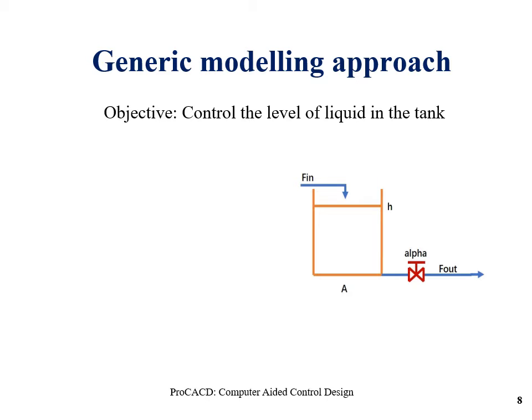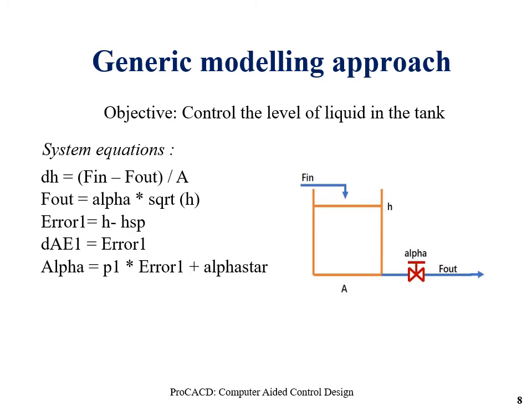Okay, and now the system equations are as follows. As you can see, the height of the liquid in the tank varies with time, and it's a function of both the flow rate in, F in, and F out, and also the cross-sectional area of the tank. Similarly, F out, the flow rate coming out of the tank, is a function of the valve opening, which is represented by alpha, and the height of the liquid in the tank.